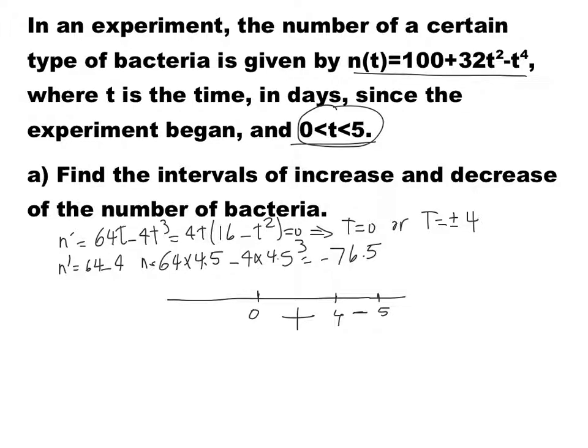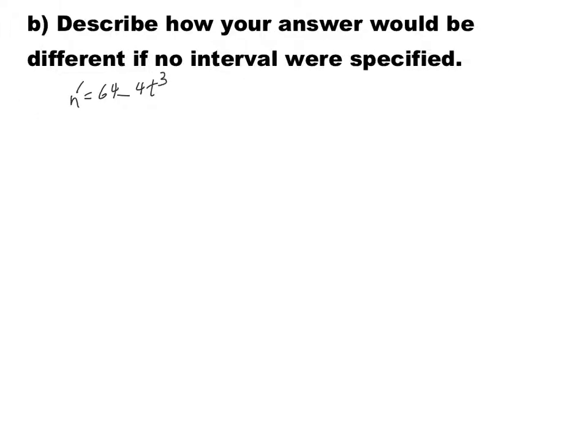And based on this number line, we know that when f prime is positive, the function is increasing, and when it's negative, the function is decreasing. So the number of bacteria increases from the beginning to day 4, and then starts decreasing between day 4 and day 5.